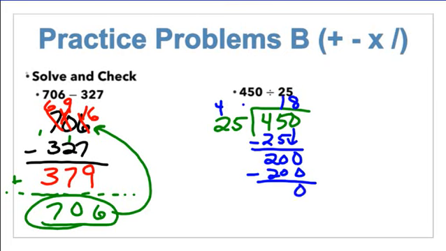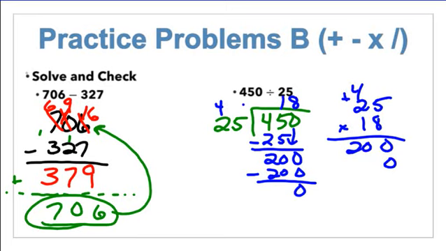Now to check my answer, I take 25 times 18. 8 times 5 is 40. 8 times 2 is 16 plus 4 is 20. Put the 0 down because we're now in the tens place. So 1 times 5 is 5. 1 times 2 is 2. Add my numbers, and I have 450, which is what I had as my dividend.